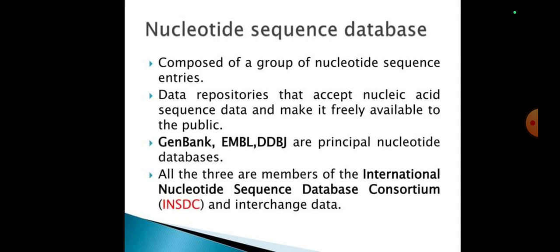GenBank, EMBL, and DDBJ are the primary nucleotide sequence data banks. All three data banks interchange their data on a daily basis. So we can get the sequence from all three data banks.